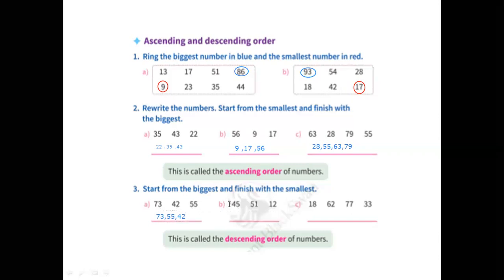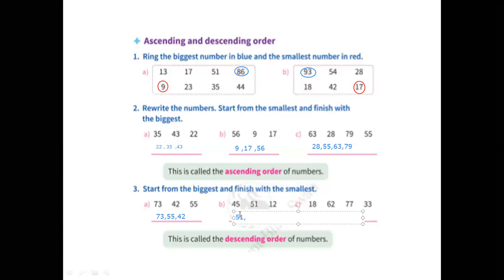Okay. Next, 45, 51, 12. Which is the biggest number here? 45. Next, 51, 12. In this biggest is 51.